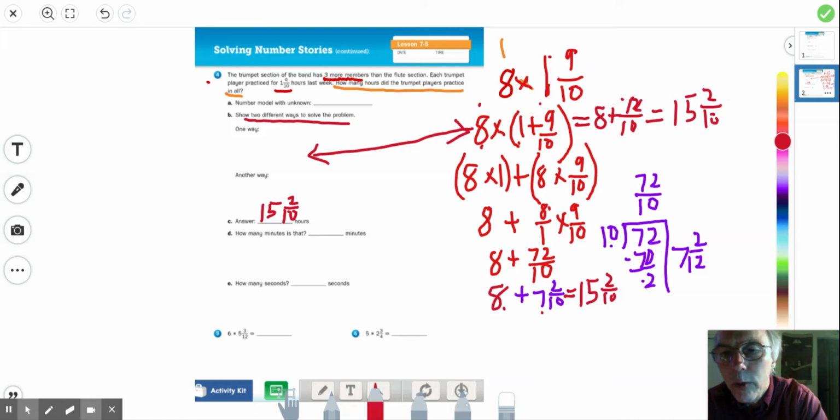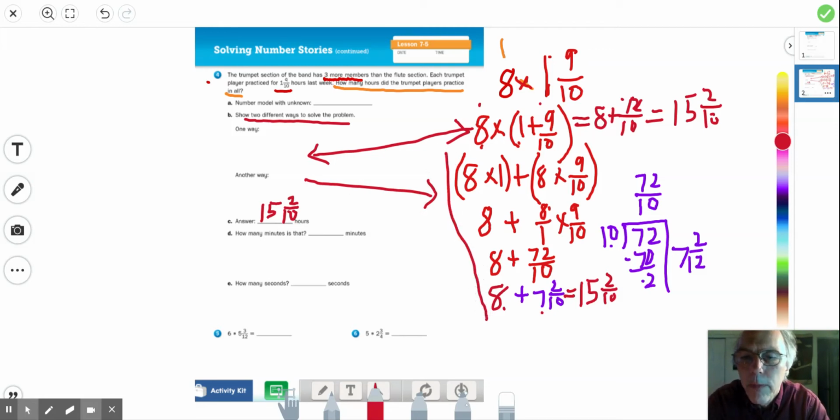And then the other way is the way that we worked out over here, where we split up everything, so we did all this here. Okay, so 15 and 2 tenths hours, right? Well, now they ask, how many minutes is that? Well, how many minutes in an hour? Let's try a different color here. So obviously there are 60 minutes in an hour times 15.